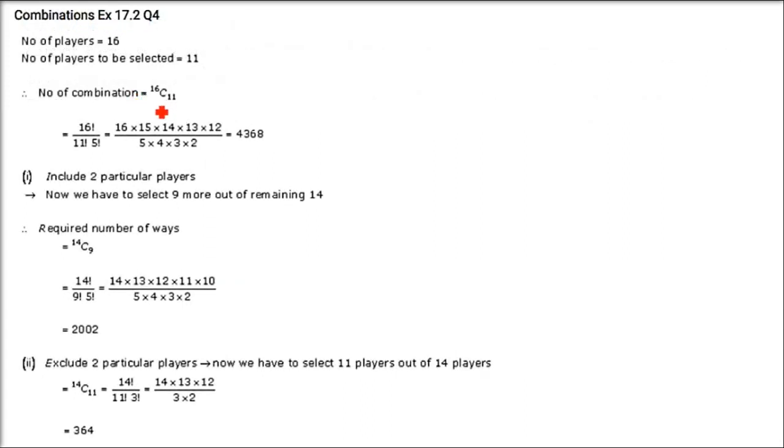In how many ways can a football team of 11 players be selected from 16 players? And there are 2 options here. How many of these will include 2 particular players and exclude 2 particular players? The first thing is, there are 16 players and you have to select 11. So 16C11 is the total possibility. 4368 will come.